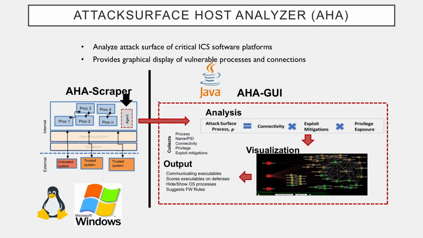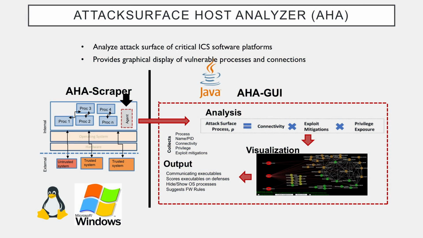So there are two components to AHA. There's what we call the AHA scraper. This is a really lightweight tool that runs on whatever your target environment is and collects some information about the processes running, the connectivity, and the security capabilities of those processes. It's just going to give you a report file that you can then take back and run in what we call the AHA GUI. This is where it provides some visualization of your attack surface. It's going to provide some information about the different processes, what the ultimate score is, where the risk is in your software platform, and also some recommendations on what the resulting impact is.